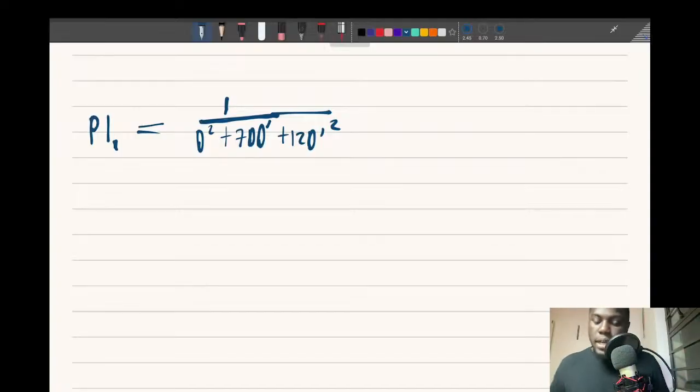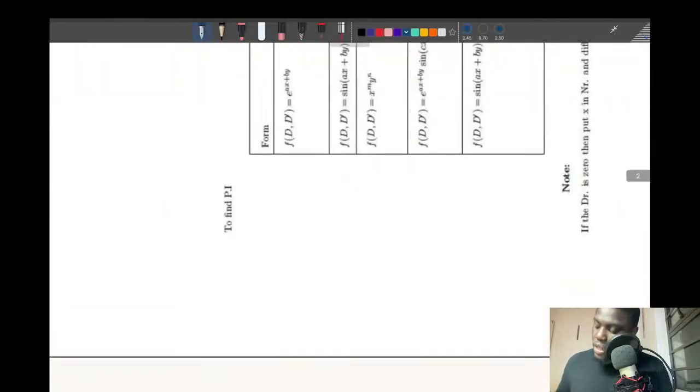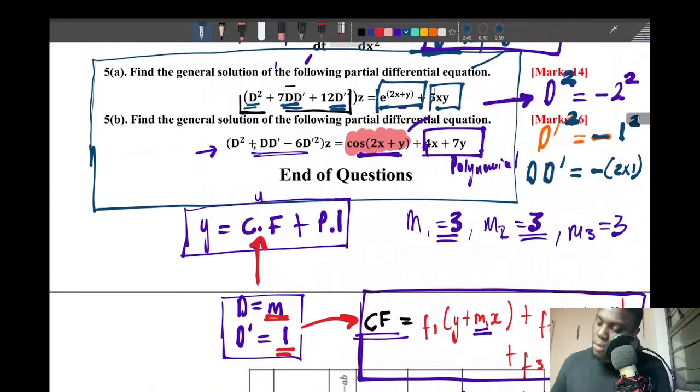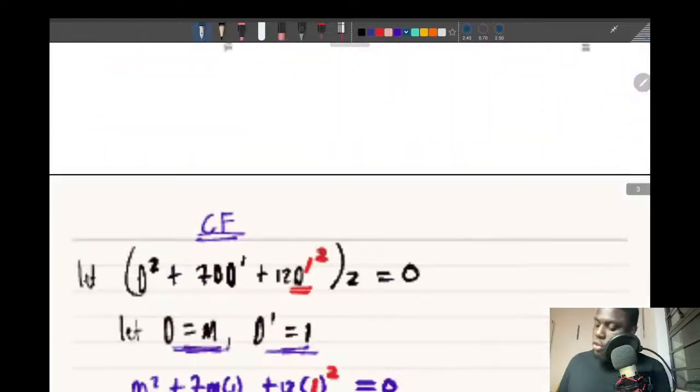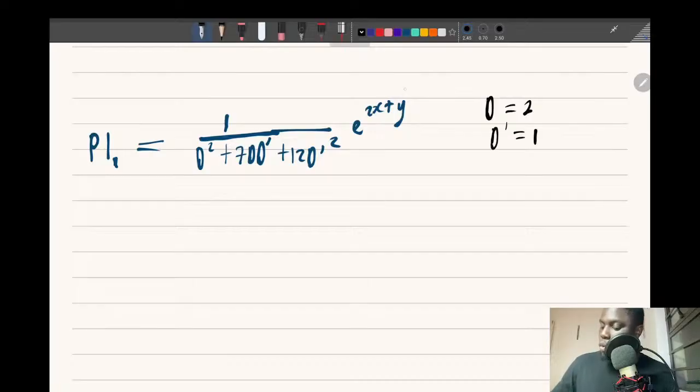Nice and simple. So for my particular integral number 1, I would say, okay, what do we want it to multiply? We wanted to multiply e to the 2x plus y. This is the one we have. So we are doing the particular integral for the exponential. Now for the exponential, what do we know? D is going to be 2, then D prime is equal to the 1 before y, which is 1.